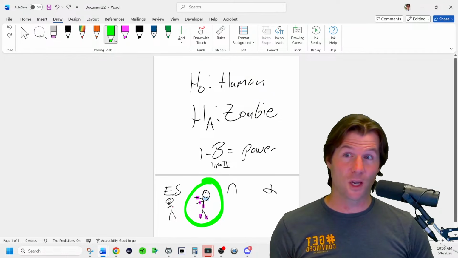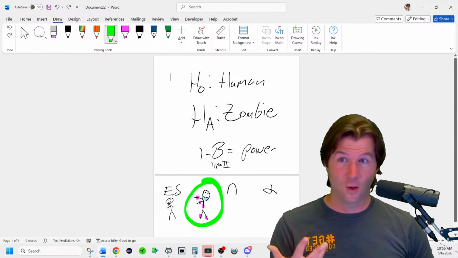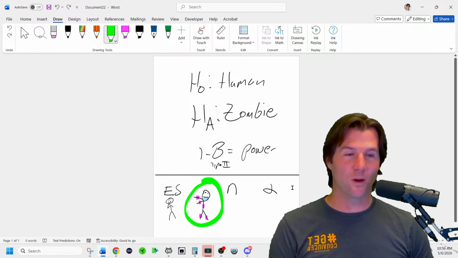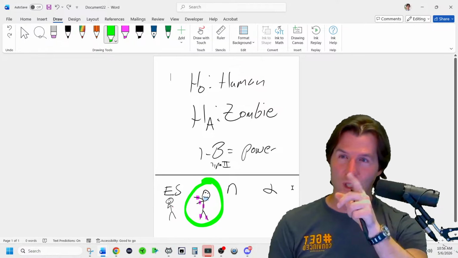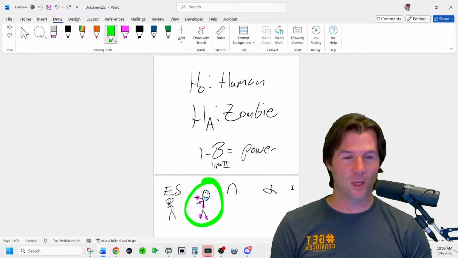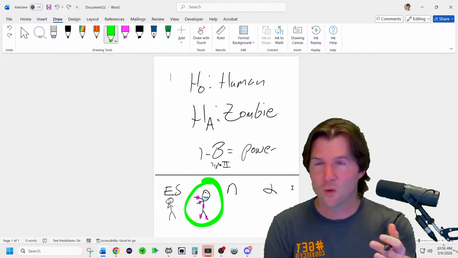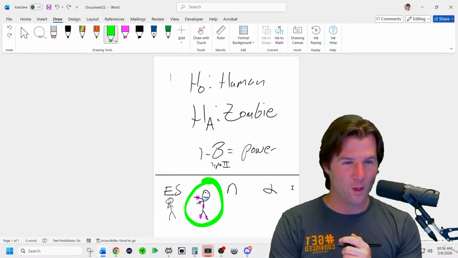If you thought they're a zombie, but the null is true, think about a type 1 error. In a type 1 error, the null is true. They are a human, but we reject it and say we have evidence they're a zombie. Now, we might have made the right choice. They might have been a zombie, so it wouldn't be an error. The type 1 is a human, but I say he's a zombie.